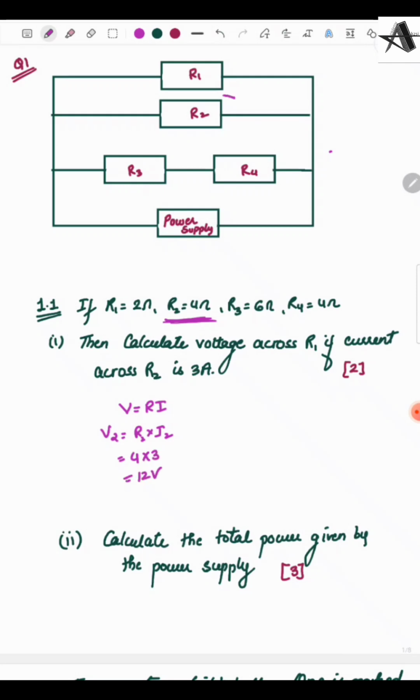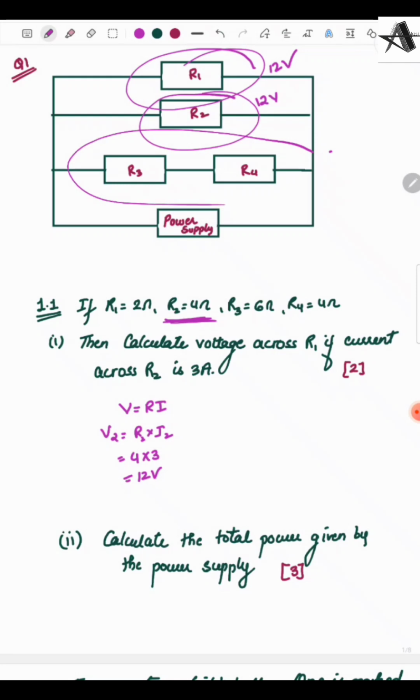Now we know that the voltage across R2 is 12 volts. We know that if anything is connected, whether it's a lamp or resistor, in parallel, they share the equal voltage. That means whatever the potential difference across the whole circuit, the same voltage drop will be across each branch. If we have calculated 12 volts across this, then 12 volts will be across this as well, and 12 volts across these two together, right?